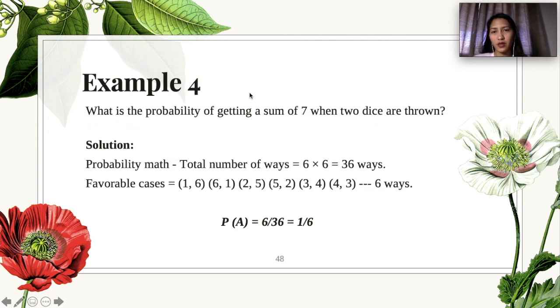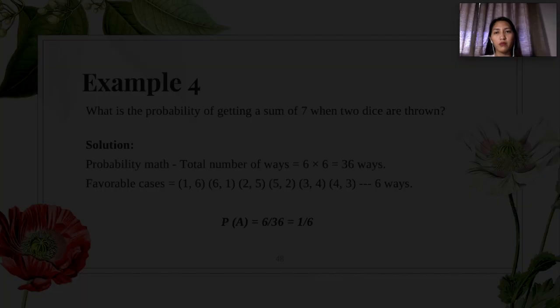Another example, what is the probability of getting a sum of 7 when 2 dice are thrown? So, there are total number of ways ng sa dice. So, yung pairs mo ay 36 overall. So, yung 1-1, 1-2, 1-3, hanggang 6-6 ay 36 ways. Ngayon, meron ka ditong favorable cases, which is 1-6, 6-1, 2-5, 5-2, 3-4, and 4-3. Kasi, kapag pinag-add mo sila, ay equivalent siya sa 7. So, may 6 ways. So, 6/36 or 1/6 yung probability na makakakuha ka ng sum of 7 when 2 dice are thrown. So, medyo mataas yung probability.